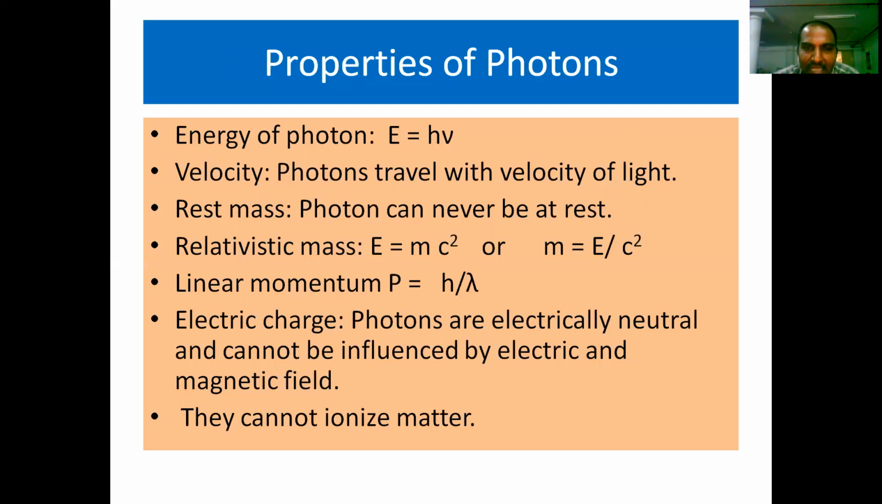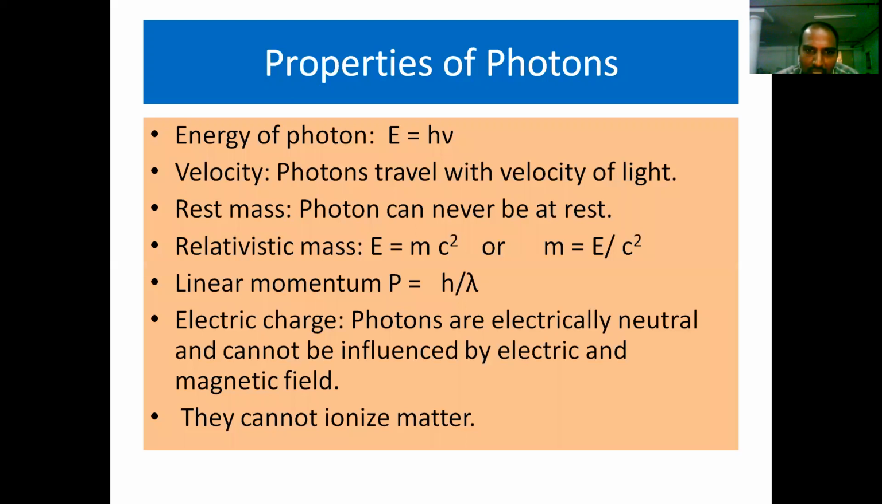Then the third property is rest mass. Photons can never be at rest. Rest mass means that whenever a particle or object is at rest, we can find out its mass, and that is called rest mass. Usually for a particle or object at rest, we can calculate this rest mass. Photons, which are very, very small particles, are continuously moving. That's why they are not at rest. Therefore, rest mass is not applicable for the photon.